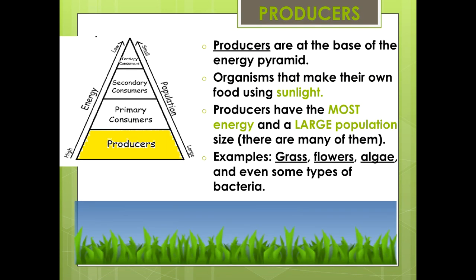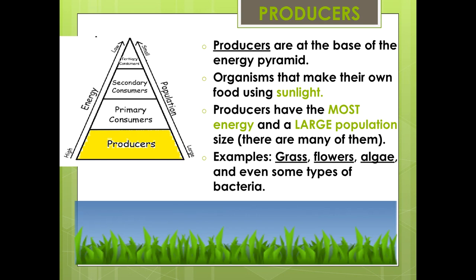So let's talk about the producers. The producers are at the base of the energy pyramid. These are the organisms that make their own food using sunlight. Producers have the most energy, which makes sense because they're getting their energy directly from the sun. So they have the most energy and they have a large population size. There are a ton of producers.